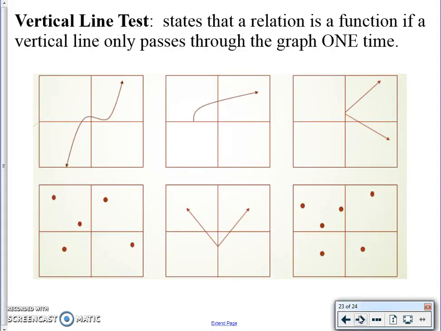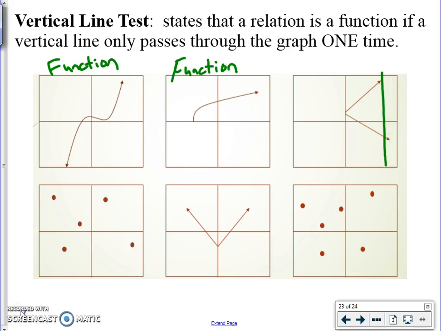I have a number of functions here, and it states that the relation is a function if the vertical line only passes through the graph one time. So we're going to do the vertical line test for this function. And as I move this vertical line throughout this function, I don't cross through it more than once. Therefore, this is a function. Again, looking at this relation, at no point do I cross through this graph more than once, even though it kind of looks like it at the end. So this is a function.